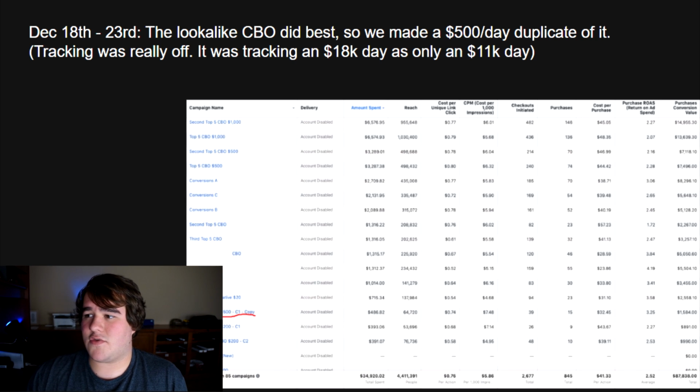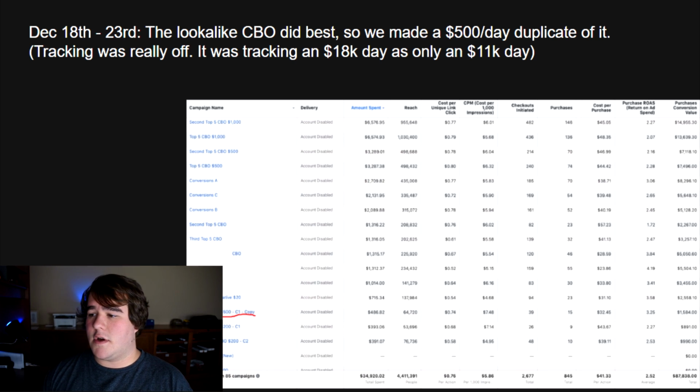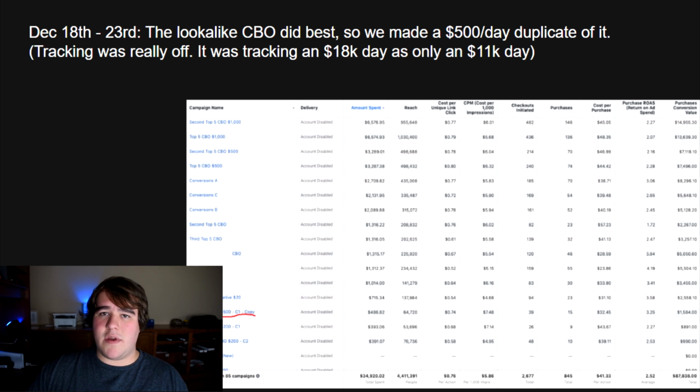So obviously the tracking was really off. I had to go back to the actual store to see what the actual revenue was. Just to give you an example, on the actual store, what you're looking at here, we had an 18K day, and the ad account was only tracking 11K. So it was almost missing half of the sales. The 500 per day has a 3.25 ROAS. In reality, we could be looking at a 4 to 5 ROAS here, but just because the tracking was so off, it doesn't look as good, but that doesn't mean that it's not good.